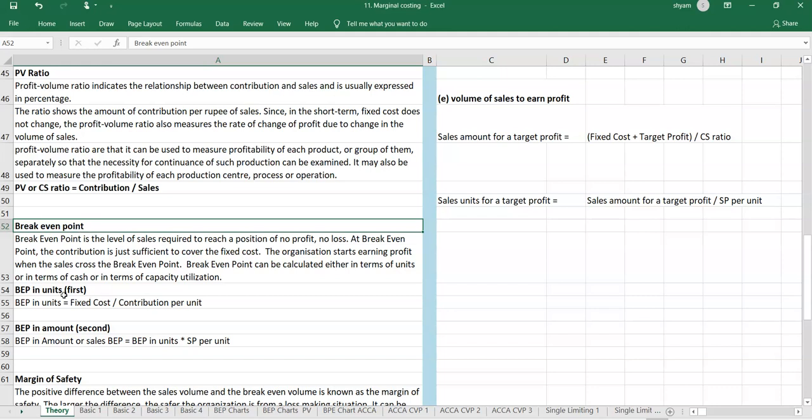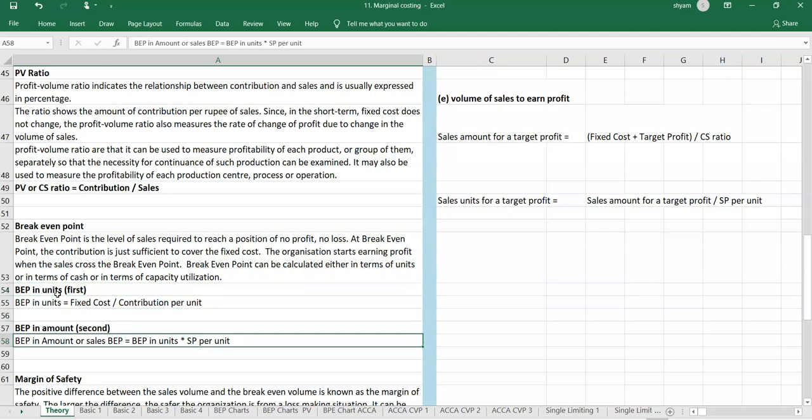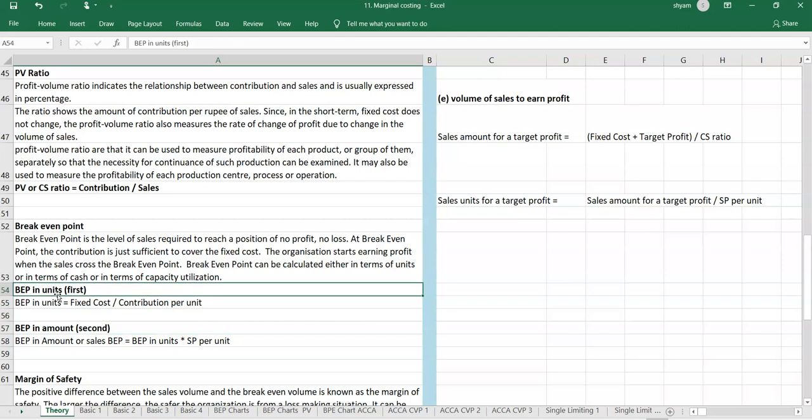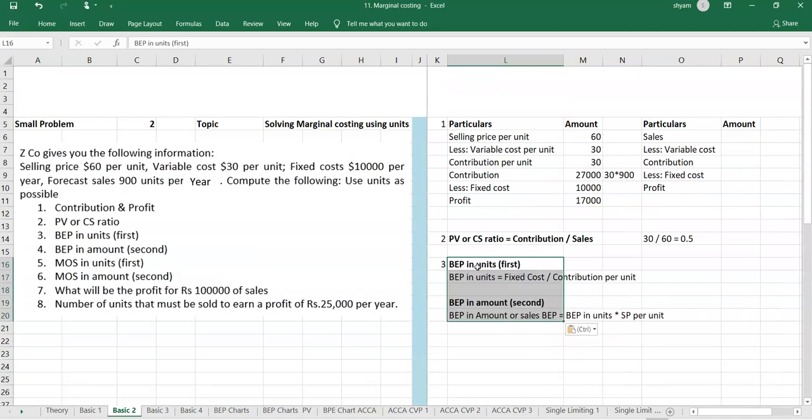So you can find it out in two ways. One is BEP in units and BEP in amount. BEP in units tells you in which unit you are going to break even. The BEP in amount will tell you in which sales amount you will break even. So essentially they are similar only. Okay. So we'll take both of these formulas. As we have seen the idea of what it is, we'll apply.